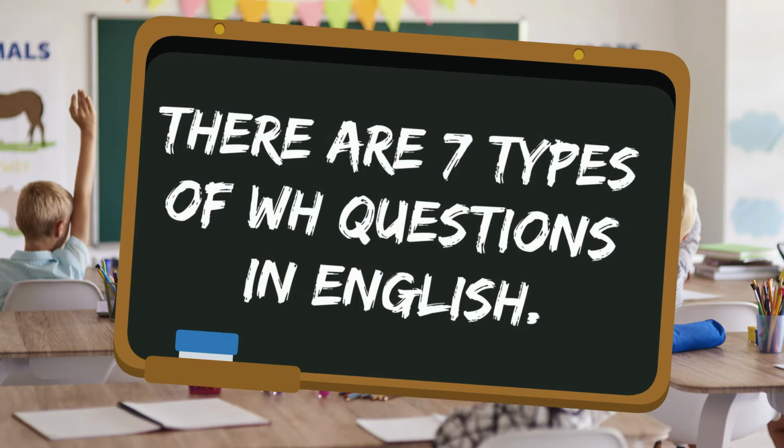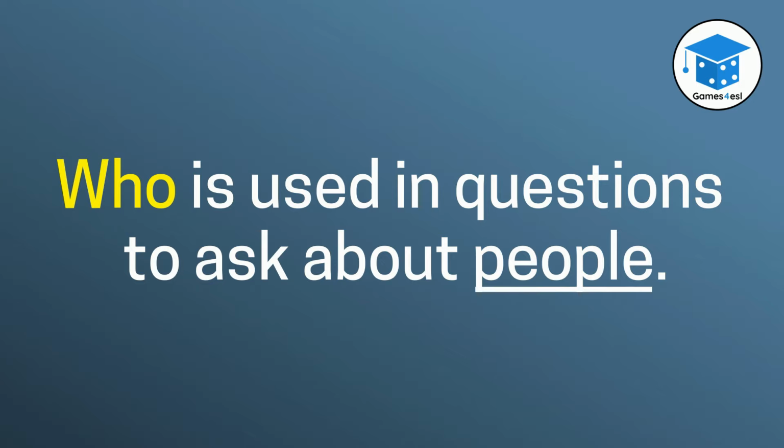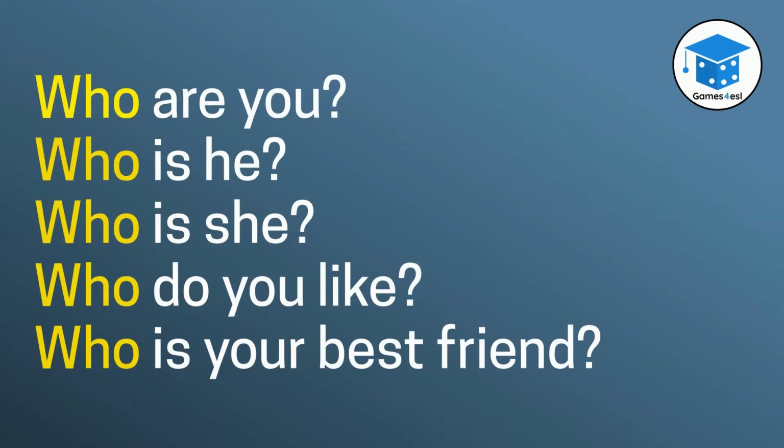There are 7 types of WH questions in English. Number 1. Who is used in questions to ask about people. For example, who are you? Who is he? Who is she?